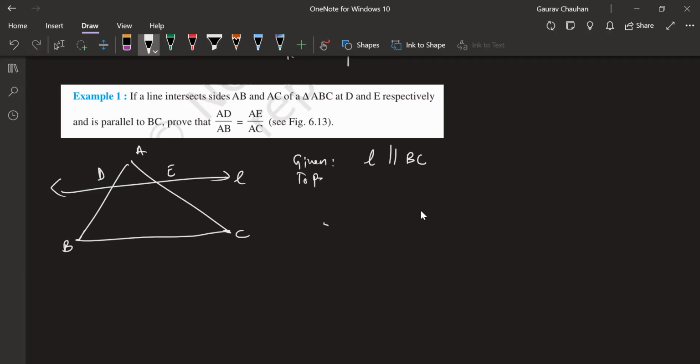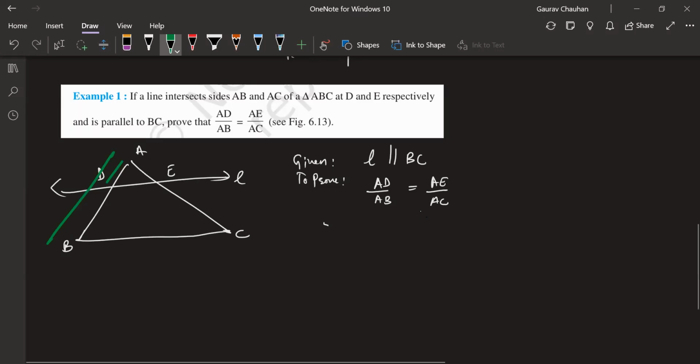What I have to prove is an interesting thing. Just to prove is AD by AB is equal to AE by AC. See, it's different from our proof so far. They are saying AD by AB, this is the ratio they are taking, is equal to AE by AC, this is the ratio they are taking. Everyone getting the difference between this question and the basic proportionality theorem?